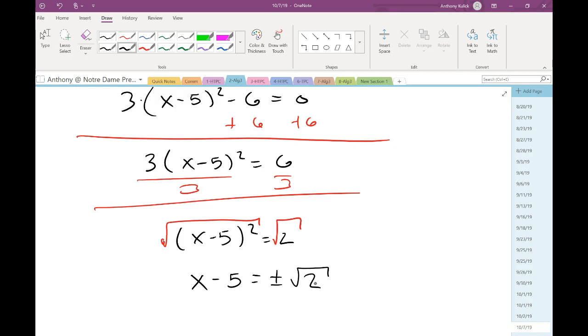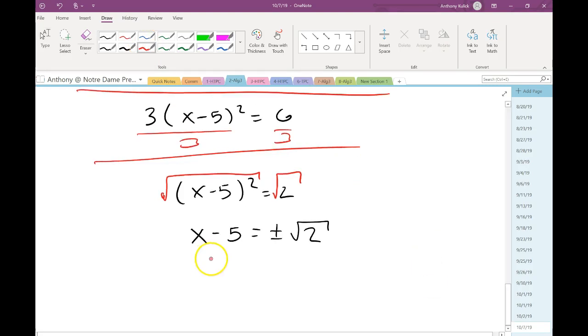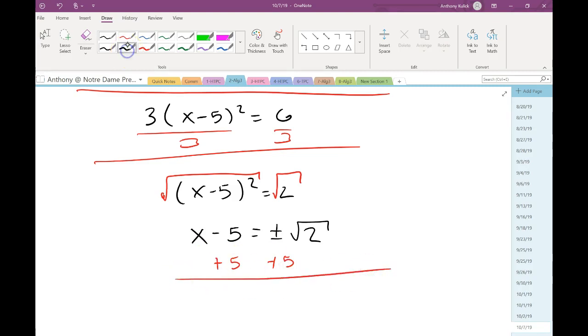And my last step then would be to just add the 5 over. Now, can I add 5 directly to the square root of 2? No. So how should I write this? I'm just going to write 5 plus or minus the square root of 2. I'm going to kind of treat that square root of 2 like I would a variable. So like 5 plus x is x plus 5, 5 plus the square root of 2 is 5 plus the square root of 2.